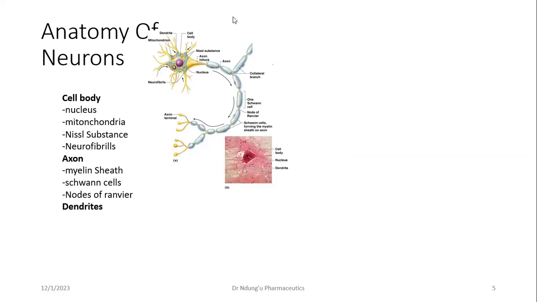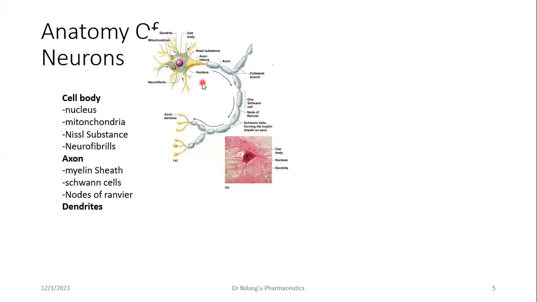As you can see from this point here, we have the cell body. The cell body is the whole of this part. Then we have the nucleus, this is the inner part. The mitochondria is here. Then we have the nuclear substances, they are here. Then there are neurofibrils, they are also inside there. Then there are dendrites here. The projections are the dendrites.